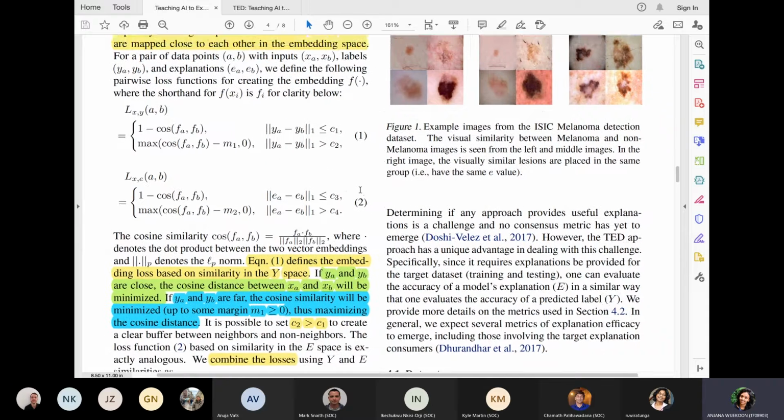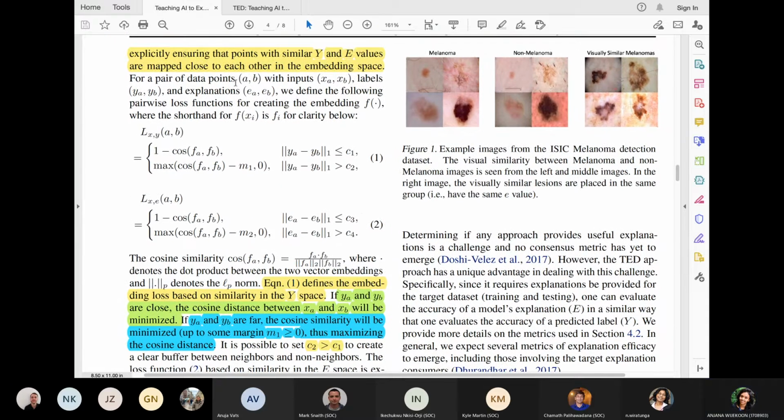So they talk about two losses. In a data point, if we take a data instance X and XA and XB, we have a corresponding YA and YB, the labels, and also we have EA and EB.